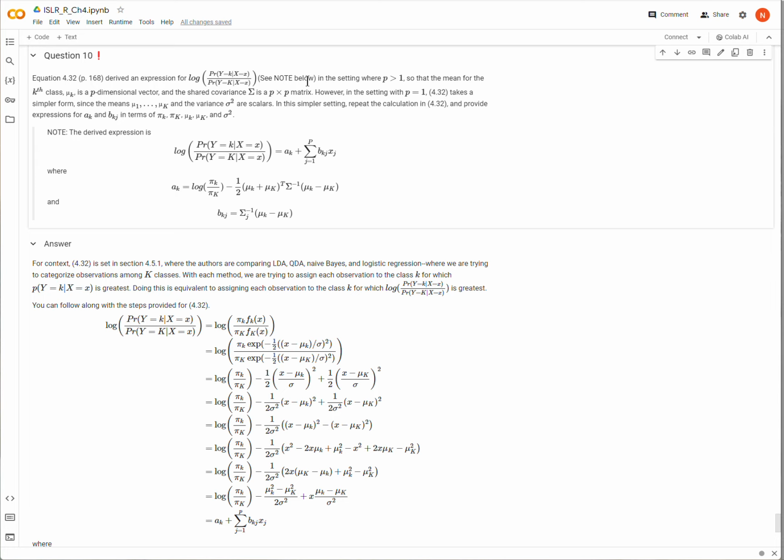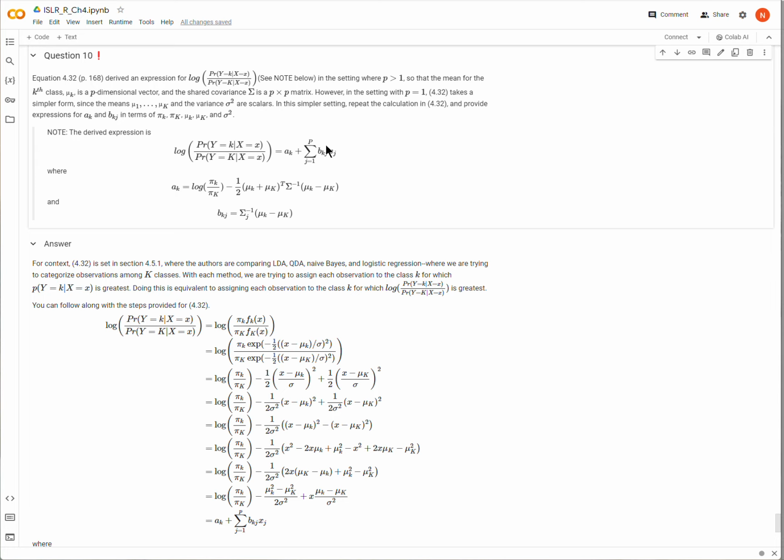observations into one of capital K classes, right? So if we have an observation, among the K classes, the one with the greatest of this value right here, we would assign that observation to that kth class. I hope that makes sense.